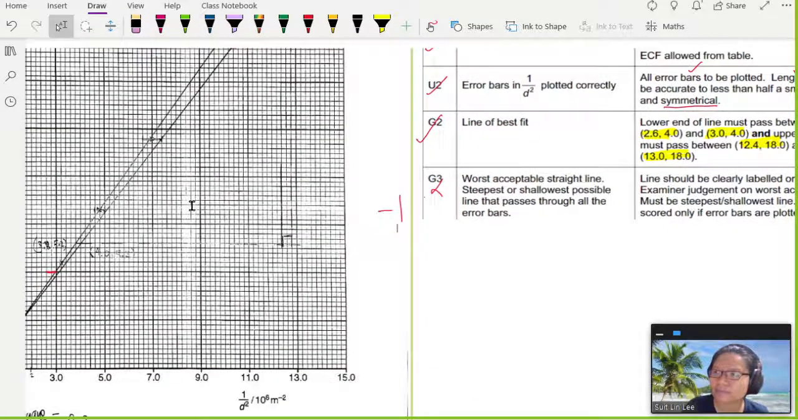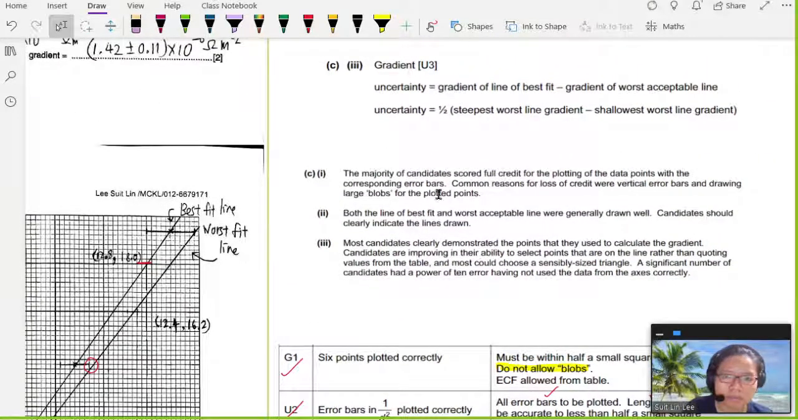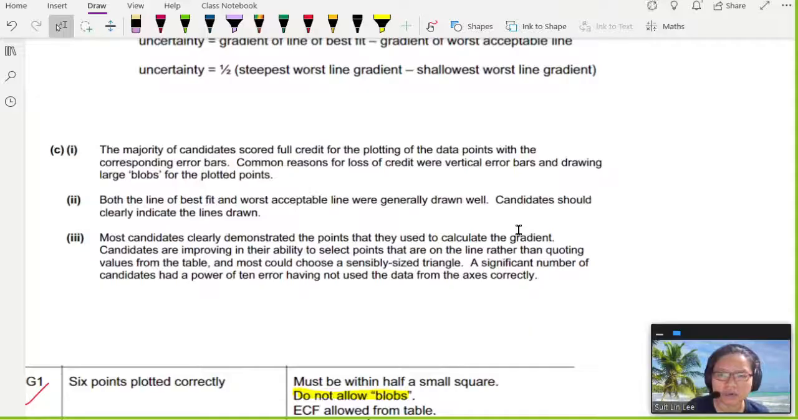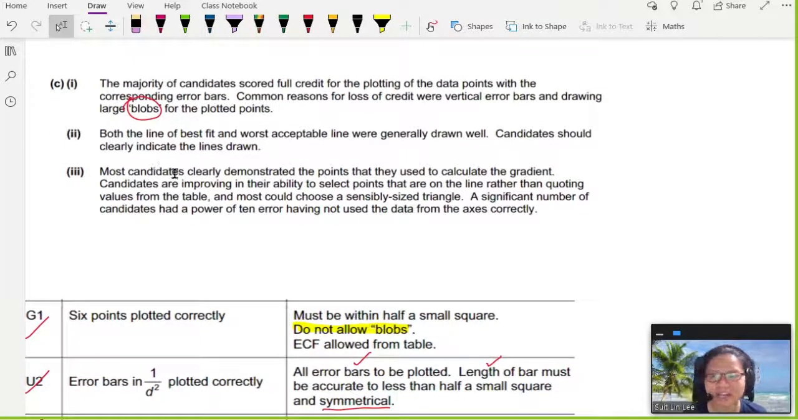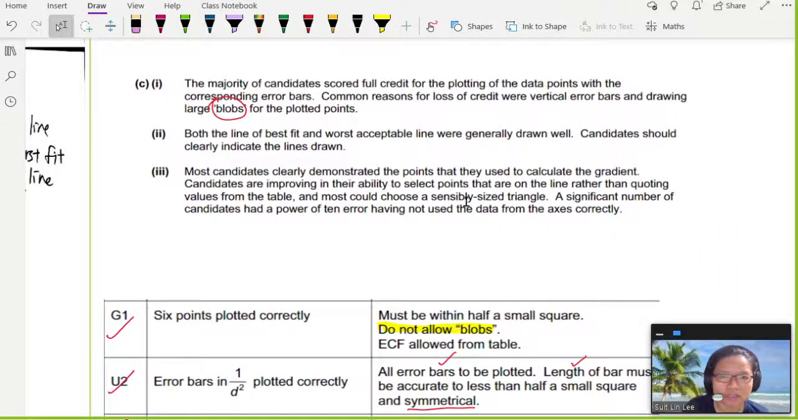Okay. So next, what should we do? Let's read the examiner report. Majority of candidates score full credit for plotting the data points with corresponding error bars. Common reasons for loss of credit were vertical error bars and drawing large blobs. Do not draw blobs for plotted points. Both the line of best fit and worst acceptable line are generally well drawn. Candidates should clearly indicate the lines drawn. So let's check if this candidate labeled. Yes, got. Most candidates clearly demonstrated the points they used to calculate the gradient. Okay, so this one is gradient, we'll talk about it later.